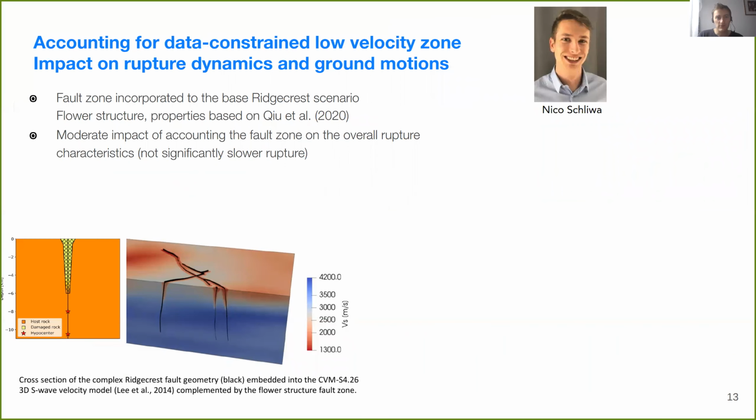And using our base model, we can try to study specific features of the earthquake. That is, for instance, what Nico Schliwa did during his master thesis, supervised by Alice, Gabriel, and Taufiqurrahman. He tried to incorporate a low-velocity zone into the base model, parameterizing the fault zone structure with properties based on Qiu et al. And it shows that the impact of accounting for a fault zone on the rupture characteristics is small. That is, the rupture is not significantly slower.